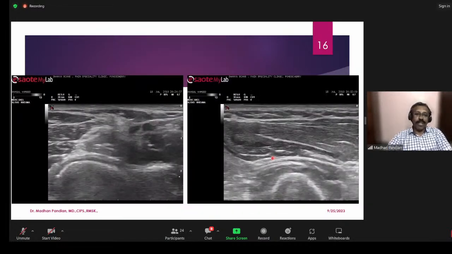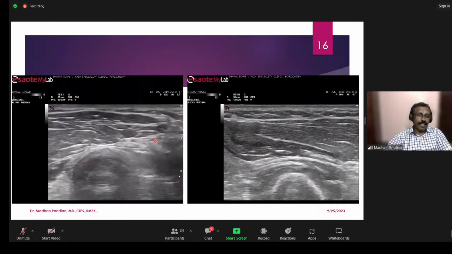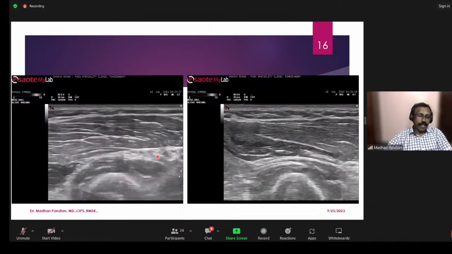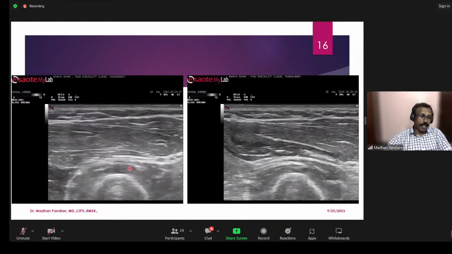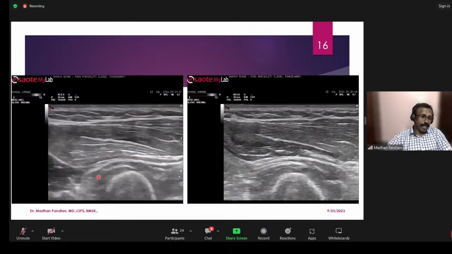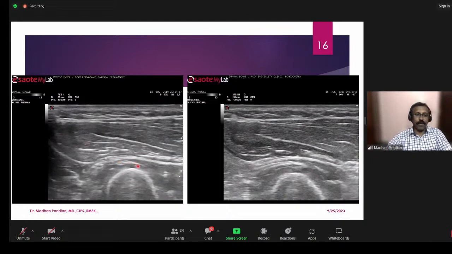Again, how do you look for the posterior interosseous nerve or the radial tunnel, the deep branch of the radial nerve? You could see there's a radial nerve there. This is the superficial branch of the radial nerve. And you could see there is another branch which is entering into the supinator. That is the deep branch, and that's the exit of the deep branch of the radial nerve. So basically you need to trace it.